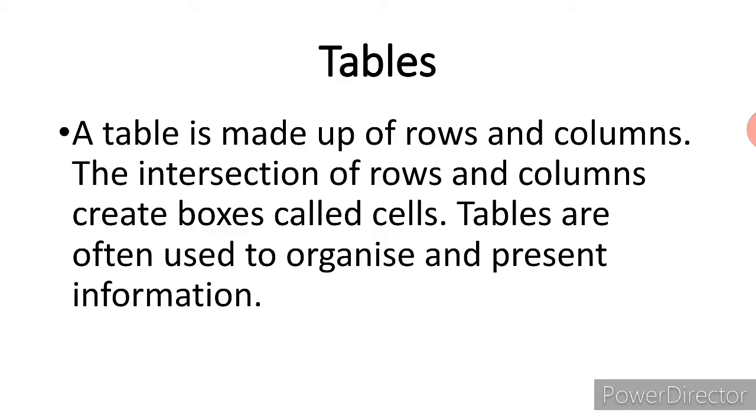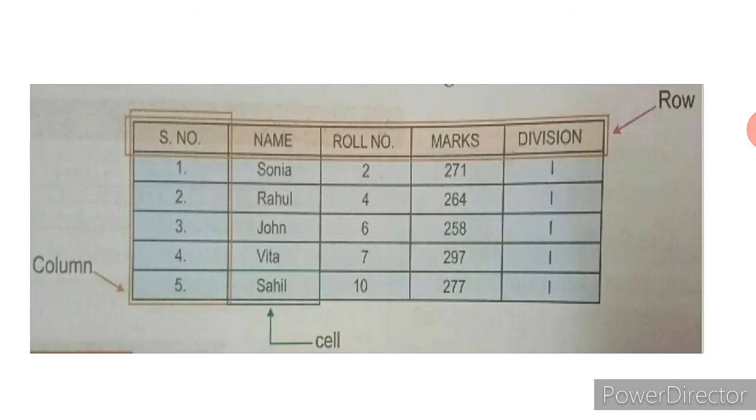Tables. A table is made up of rows and columns. The intersection of rows and columns creates boxes called cells. Tables are often used to organize and present information. So you have seen a table. Yes, this is called a table.